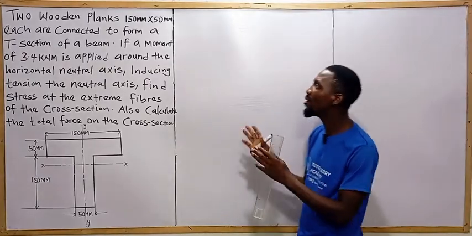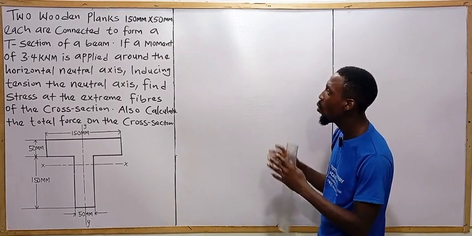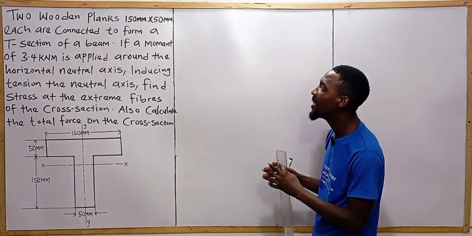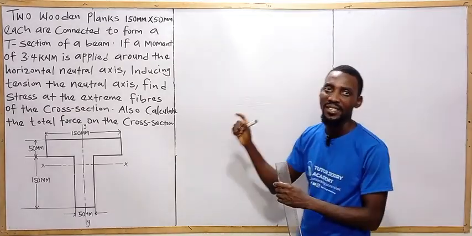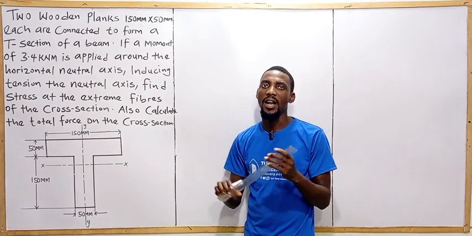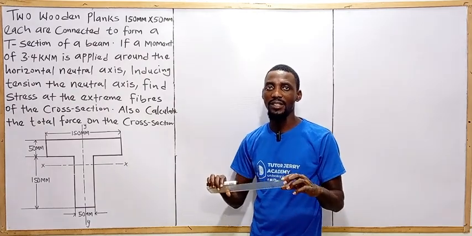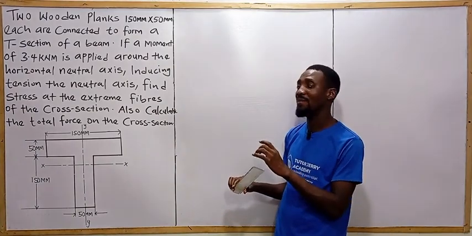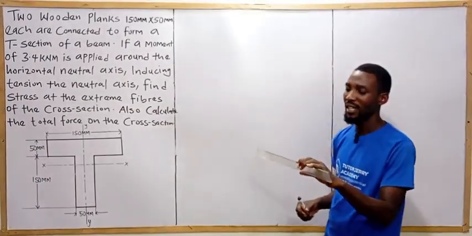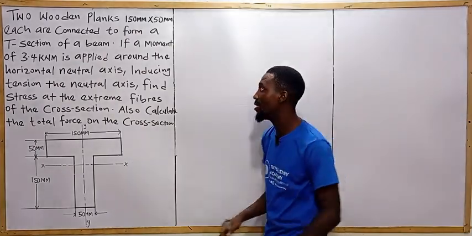Alright, we are going to be solving the above question. It says two wooden planks 150 mm by 50 mm each are connected to form a T section. That is two rectangular sections, 150 by 50 mm. They are connected to form a T section, something like this, just like the way you are seeing it.